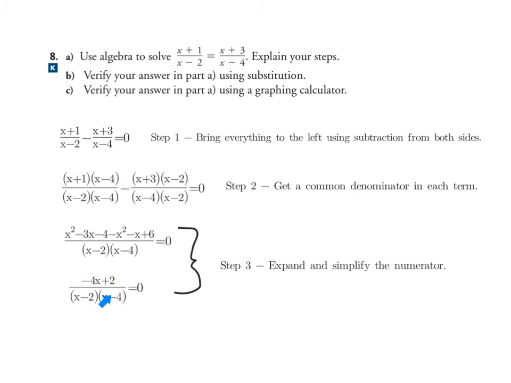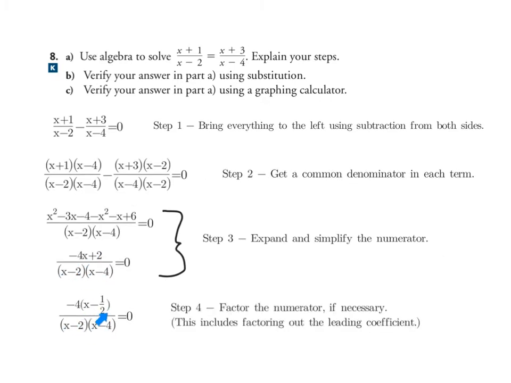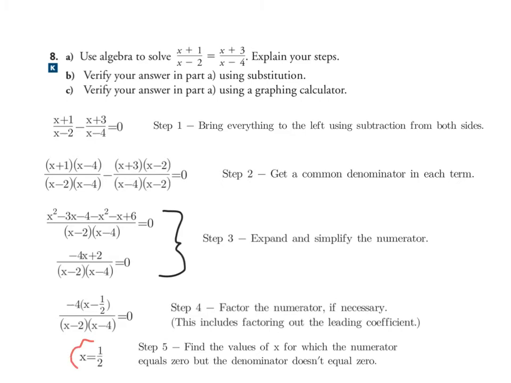simplify the numerator here. Step 4, we're going to factor the numerator, and if necessary, this includes factoring out the leading coefficient. And step 5, your answer is anything that makes the top equal 0, but not the bottom equal to 0.